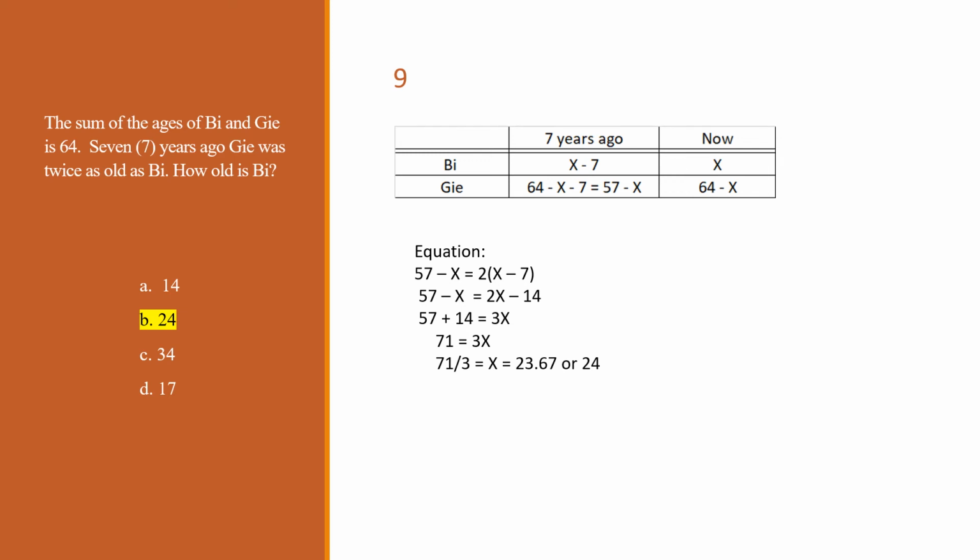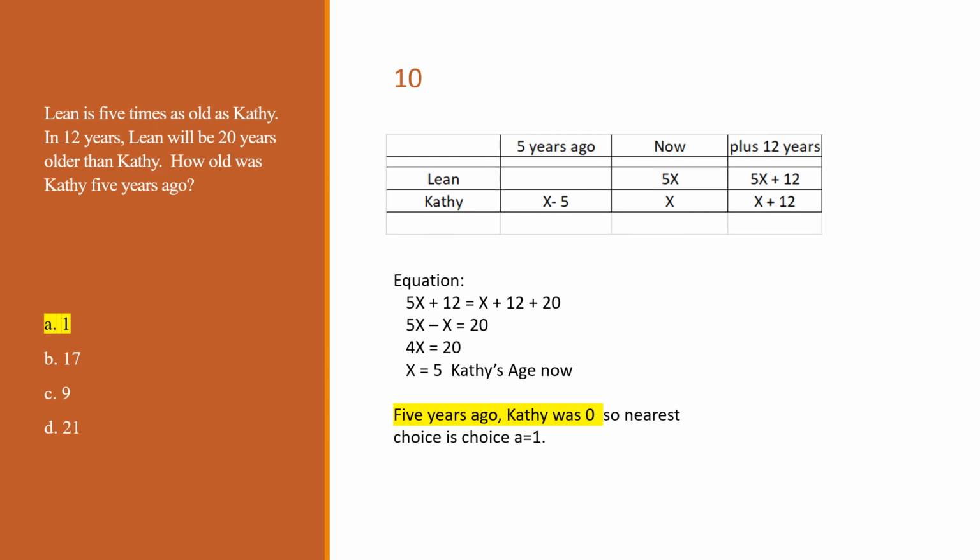Shifting all the variables on one side of the equation, the x's go to the right hand side and the constants go to the left hand side. So 57 plus 14 will be equal to 2x plus x, or 3x. Therefore, 71 is equal to 3x, and 71 divided by 3 will be x, or equal to 23.67 or 24.